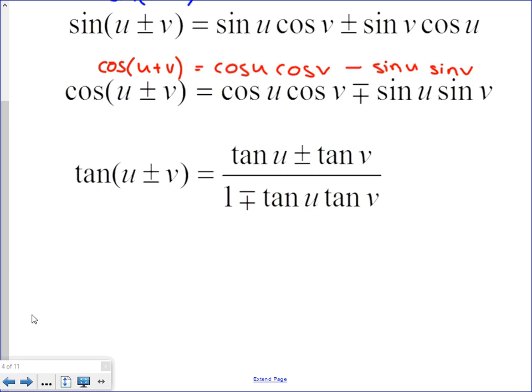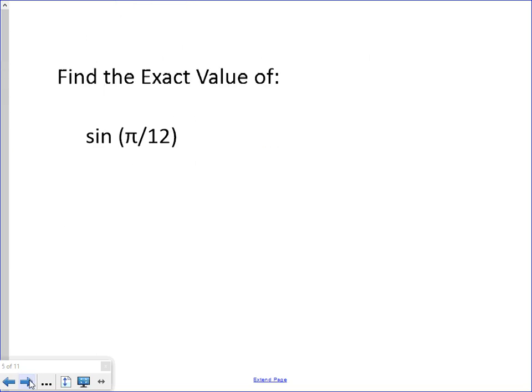Okay, let's open the sine flap of your foldable. We're going to illustrate what this sum and difference formula is used for. Okay.